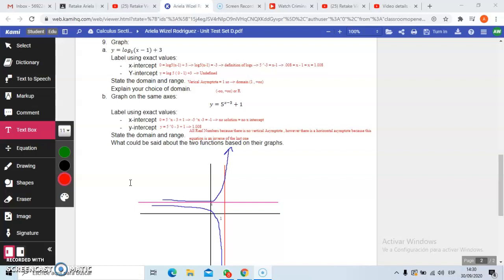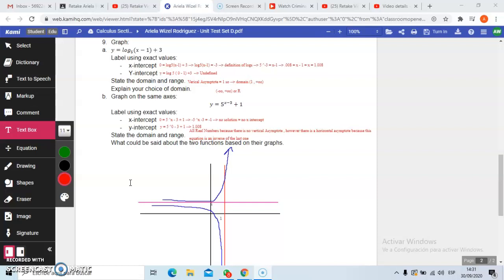So for the x-intercept, I turned my y into a 0, and it has no solution, so there is no x-intercept. And for my y-intercept, I turned my x into a 0, and the exponent was 0 minus 3, so it is -3, and x to the power of -3, as we know, is 0.008, but I added 1 because the equation said so, so my y-intercept is 1.008.